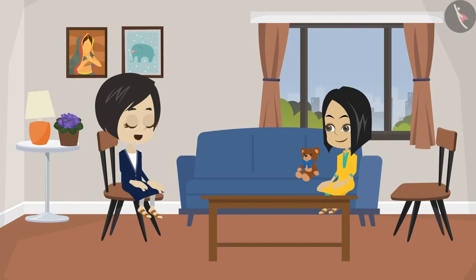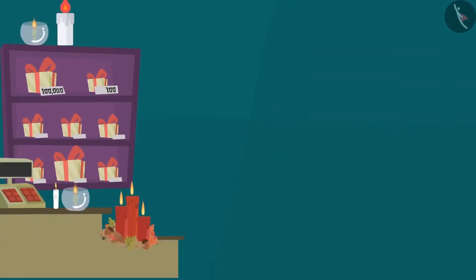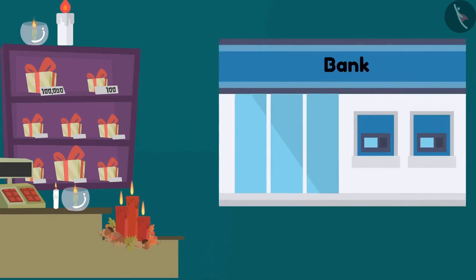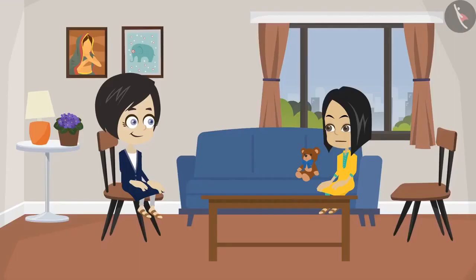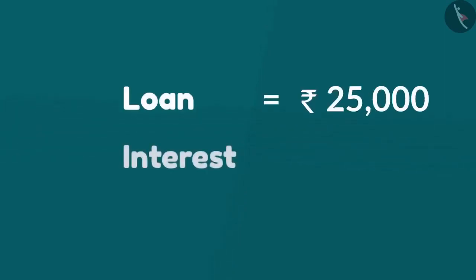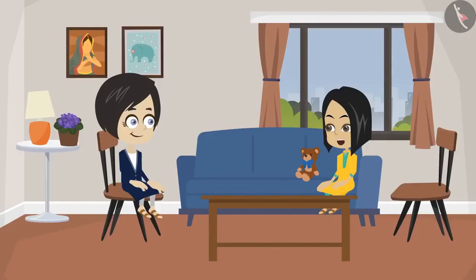You know, yesterday my dad was saying that he is going to start a new business of candles. But he doesn't have enough money. So he had to take a loan from the bank. You know, my dad also took a loan from the bank. Bubbly, do you know that we have to pay a huge amount of interest to the bank? My dad took a loan of 25,000 rupees and he has to pay 27,500 as interest. But my dad doesn't need to pay that much.